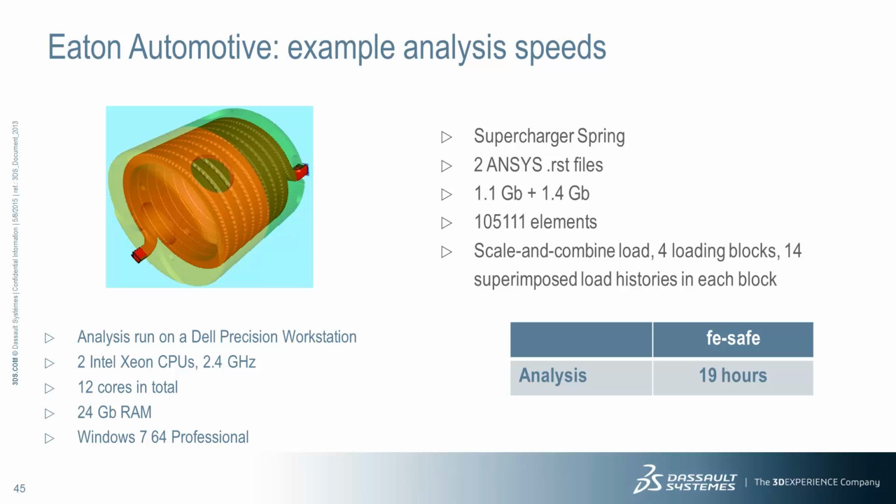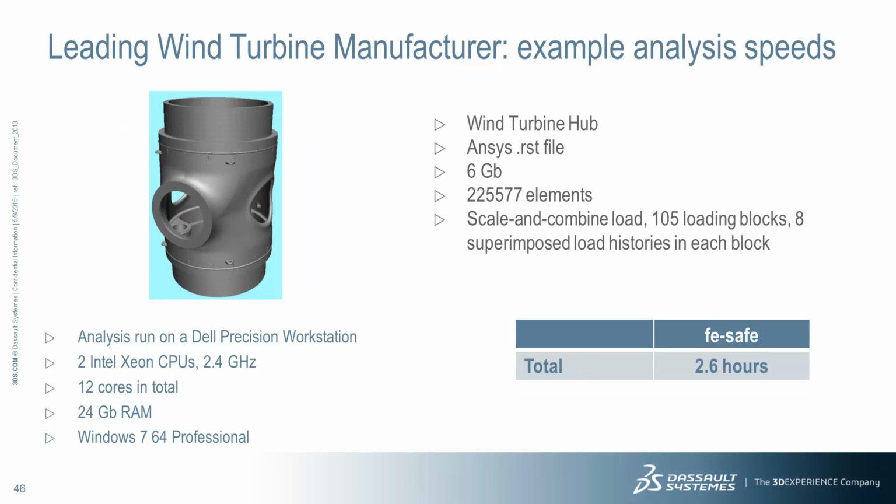It is a very complex job containing results from two FEA solutions, and with complex superposition loading, making a virtual proving ground test, FE-Safe solved this problem in 19 hours. And this example is a wind turbine hub analysis. It's a fairly large model, again with complex loading, where each of the blocks represents different wind conditions the system might endure over time. FE-Safe solved this problem in 2.5 hours.